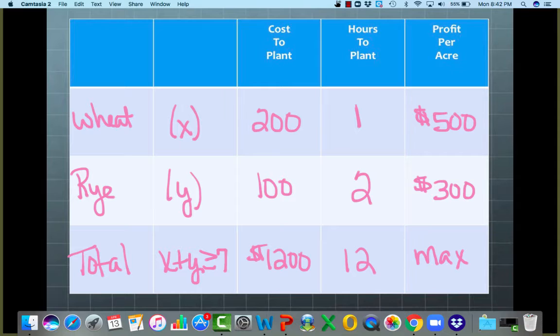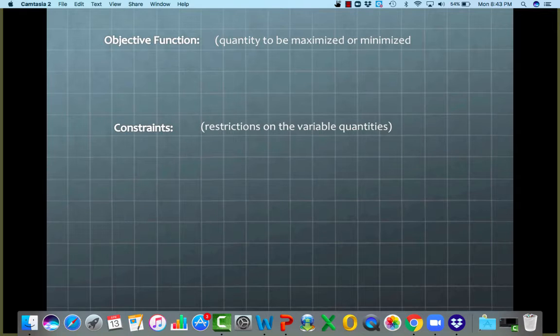Now what I want to do is make some inequalities that are going to represent everything that's going on in this problem. So I'll come back to the objective function in just a minute. We're going to look at the constraints. So remember, we had one of the constraints already, that X plus Y had to be greater than or equal to 7. We also knew that the total that I could spend on planting was $1,200.